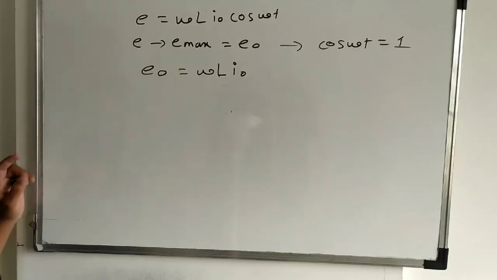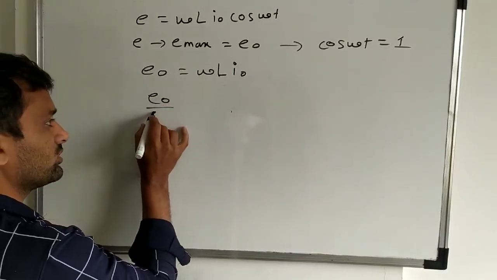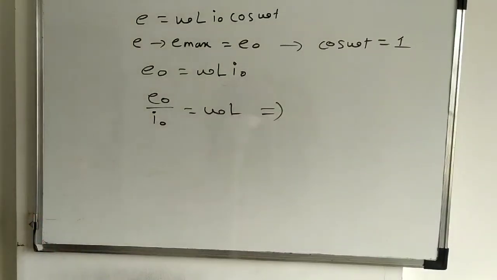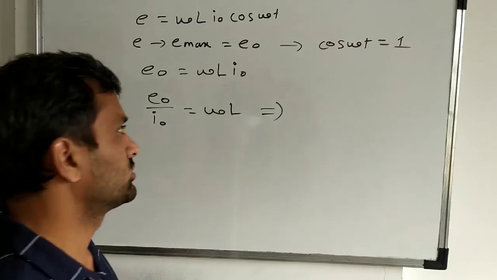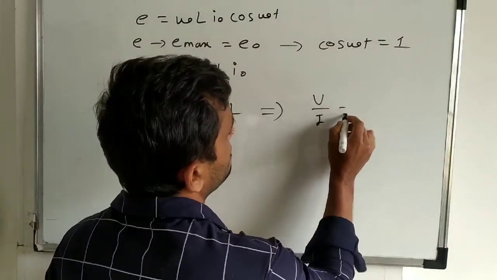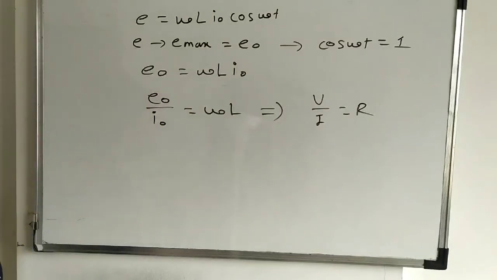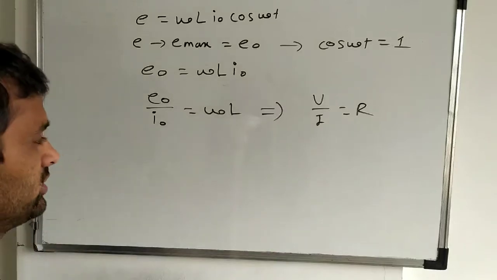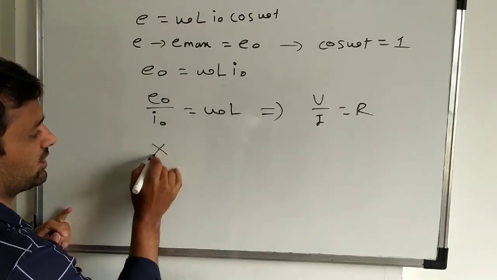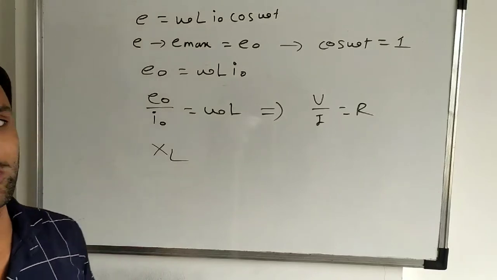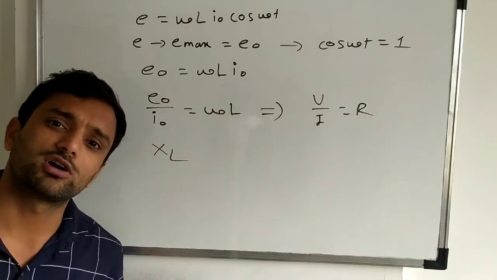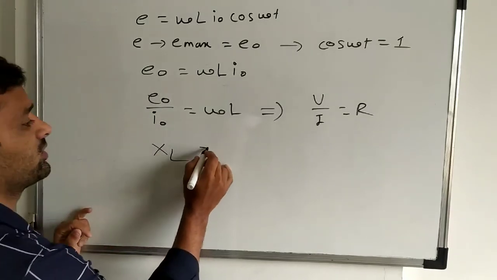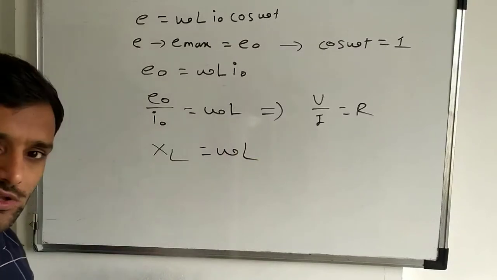If you send I naught to the left side, then E naught upon I naught is equal to omega L. Comparing this equation with Ohm's law, V upon I is equal to R. So here the role of the resistance R is played by omega L. The effective opposition to the current by the inductor, denoted by XL, is given by omega L. So it is like a resistance.